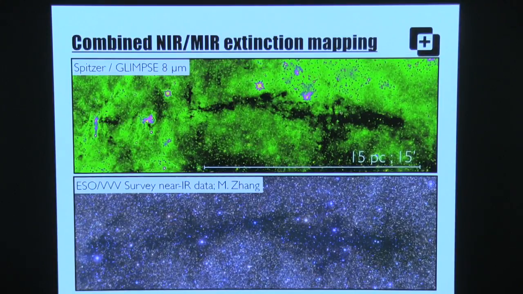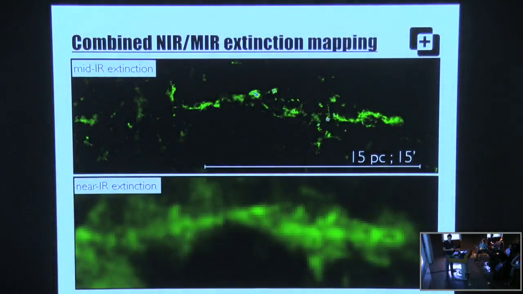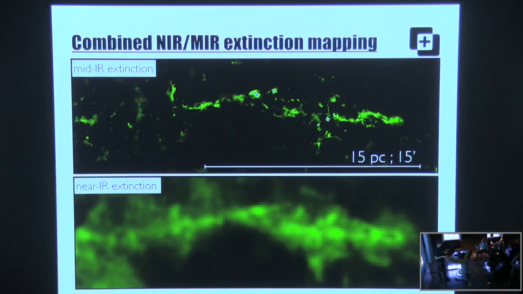Let me show you how this is done. PROMISE is a combination of extinction mapping in the near-infrared and in the mid-infrared. I'll illustrate this with an example of a typical infrared dark cloud. Above is the Spitzer 8 micron image, and below, in the near-infrared, an image of the VVV survey. You can see the corresponding extinction maps, and then you immediately see the advantages and disadvantages of the two. At the top, the mid-infrared gives you the higher column densities, but you lose the extended structure, the background basically. And in the near-infrared, you have much worse spatial resolution, but you get this more extended diffuse structure.